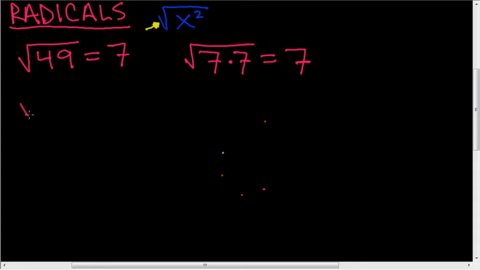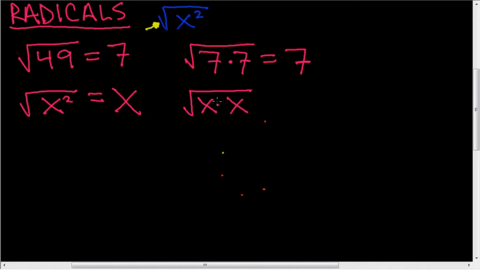Or it works with variables too. Like if we have the square root of x squared, the square and the square root are opposites of each other and they cancel each other out, leaving just an x. Or if I was to rewrite this as x times x, the square root says, oh, there's two things times each other. Well, one of you can come out.